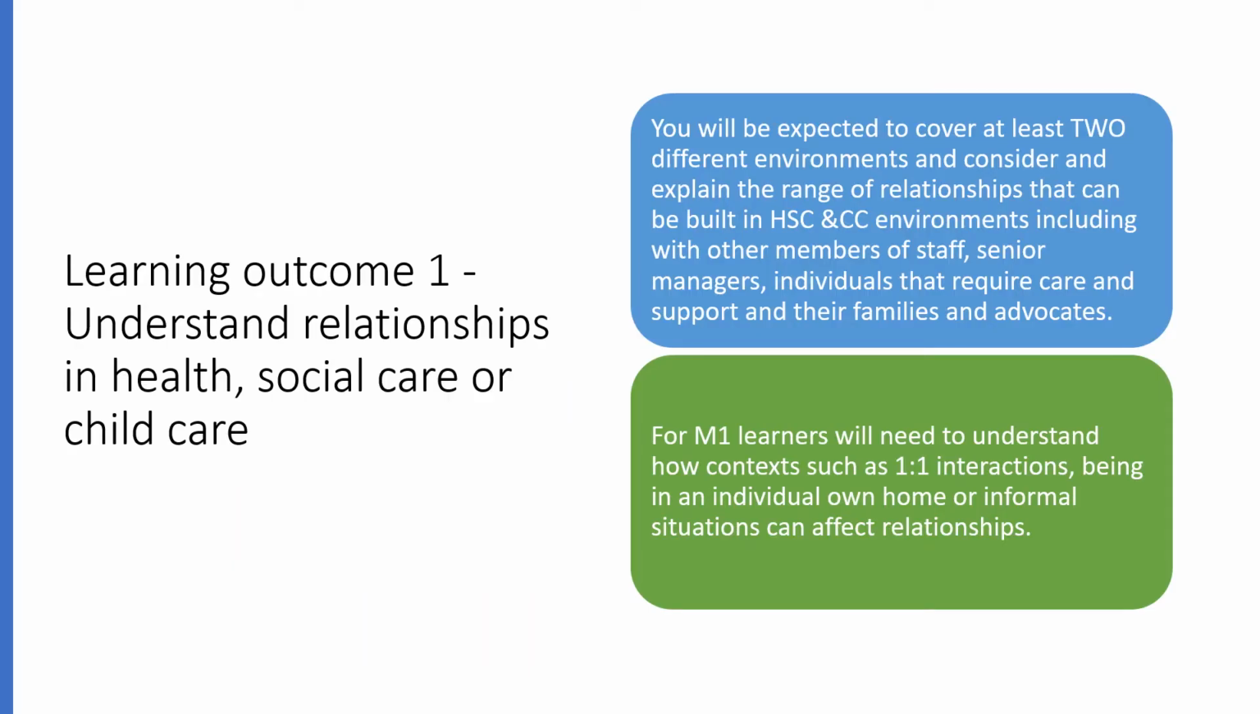Learning Outcome 1, Understanding Relationships in Health, Social Care or Childcare. For this assignment, you'll be expected to cover at least 2 different environments and consider and explain the range of relationships that can be built in health and social care and childcare environments, including with other members of staff, senior management, individuals that require care and support, and their families and advocates. For M1, learners will need to understand how contexts such as a one-to-one interaction, being in an individual's own home or informal situations can affect relationships.